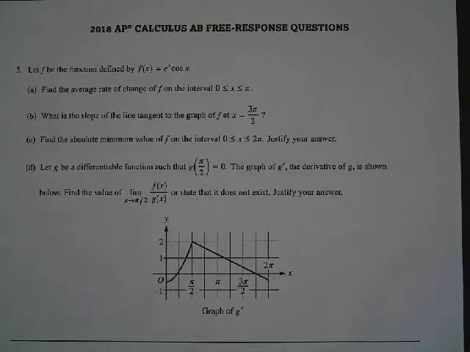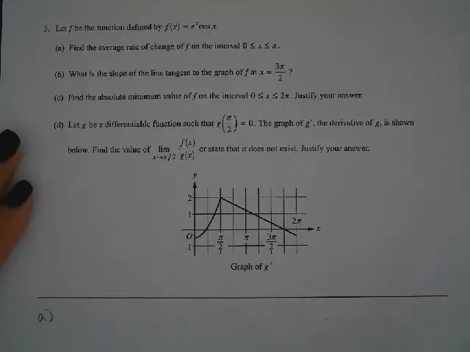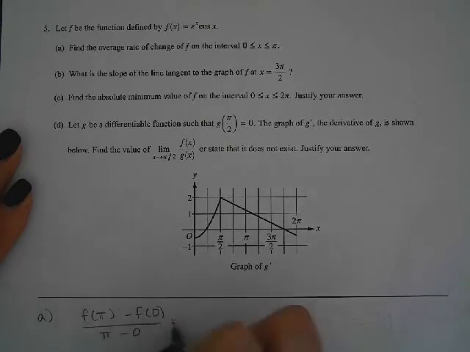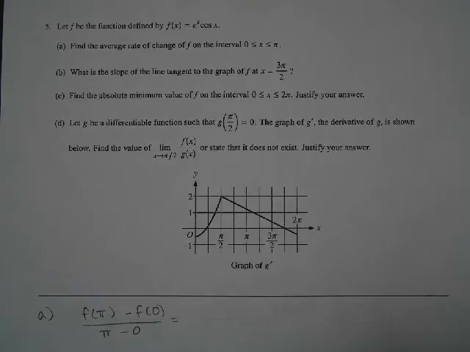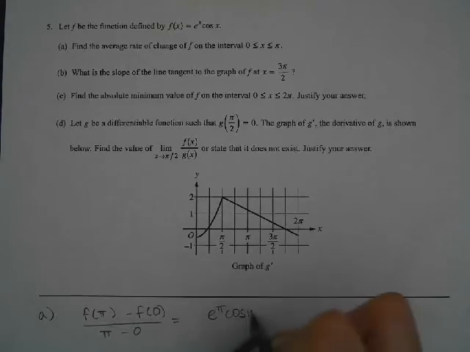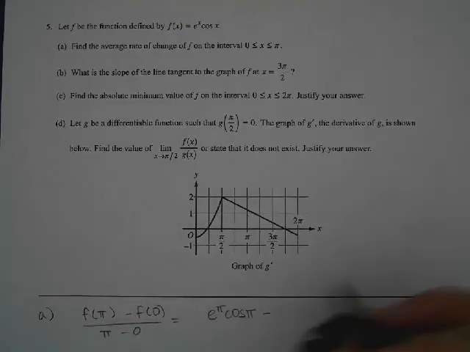All right, so part A says to find the average rate of change of f on the interval. And so we just need to do f of pi minus f of 0 divided by pi minus 0. And so f of pi is e to the pi cos pi. f of 0 is e to the 0 cos 0.